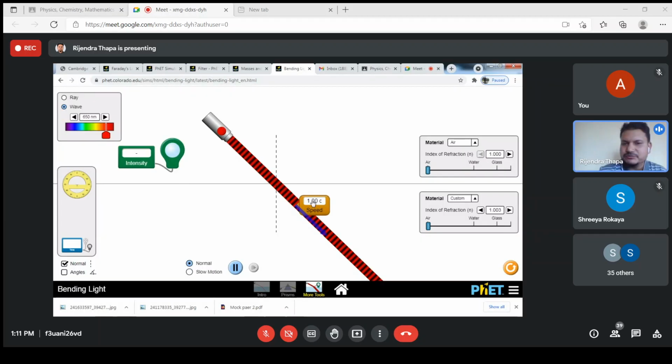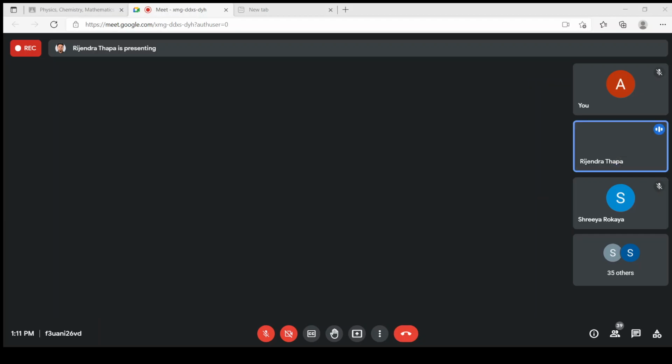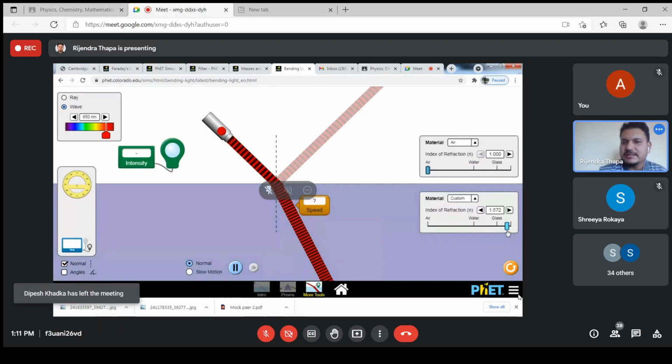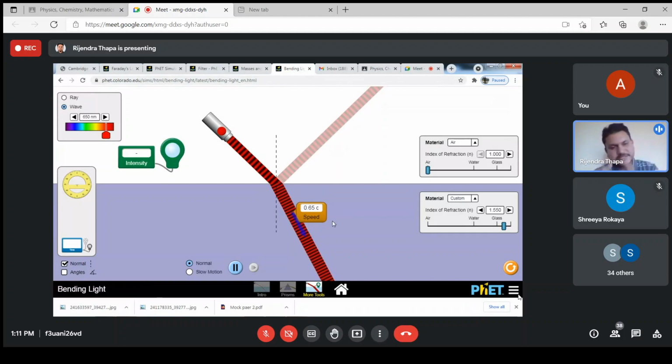When it is air, it is 1.00 c, when it is water it is 0.73 c, and when it is glass, let's find out, it is 0.65 c. So the velocity is changing. The velocity is changing as it passes through the medium, but one quantity doesn't change.